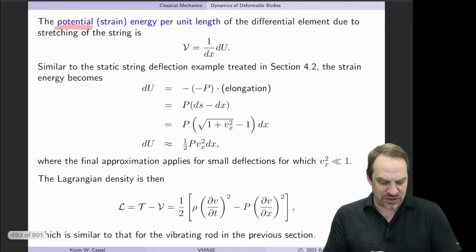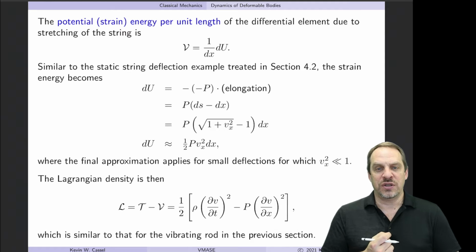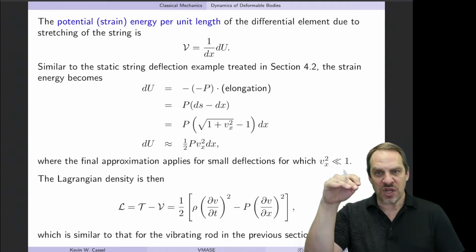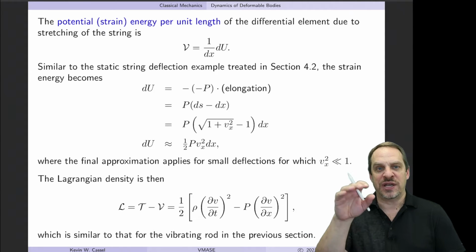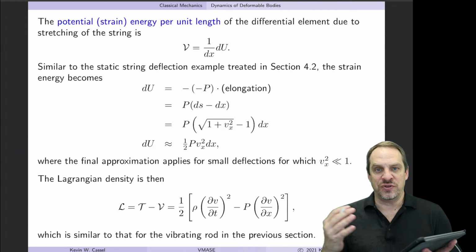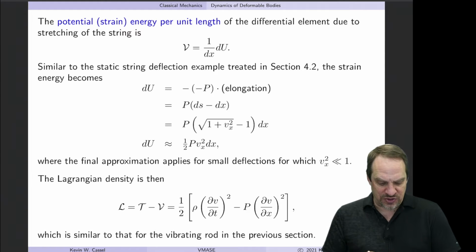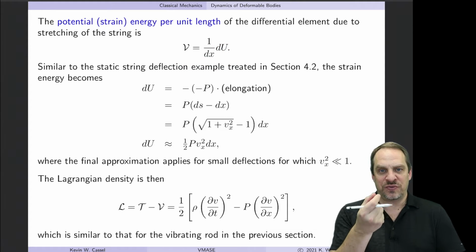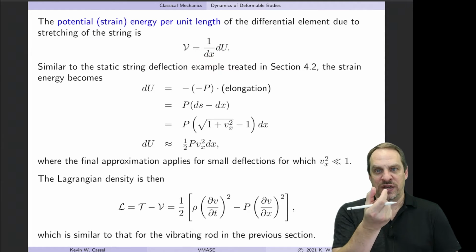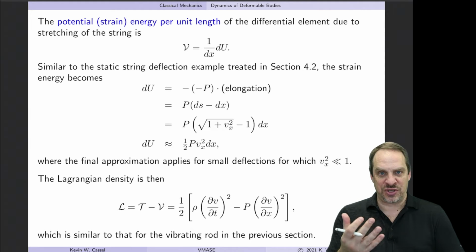The potential energy, in this case, again, per unit length, so script V, is just the strain energy of the string. So once again, we talked about this in the previous statics example. In that case, we had two contributions. We had the fact that the string could stretch like a spring, and also the fact that there was a force acting through a distance. Now we don't have that lateral force acting through a distance, so we just have the strain energy due to the stretching of the string because of the P and the vibration. So that script V is then du/dx, where u is the strain energy. We're talking about a little differential piece of the string, so it just has a small strain energy du, and divide by dx, the length of that little differential piece, to get the strain energy or potential energy per unit length.